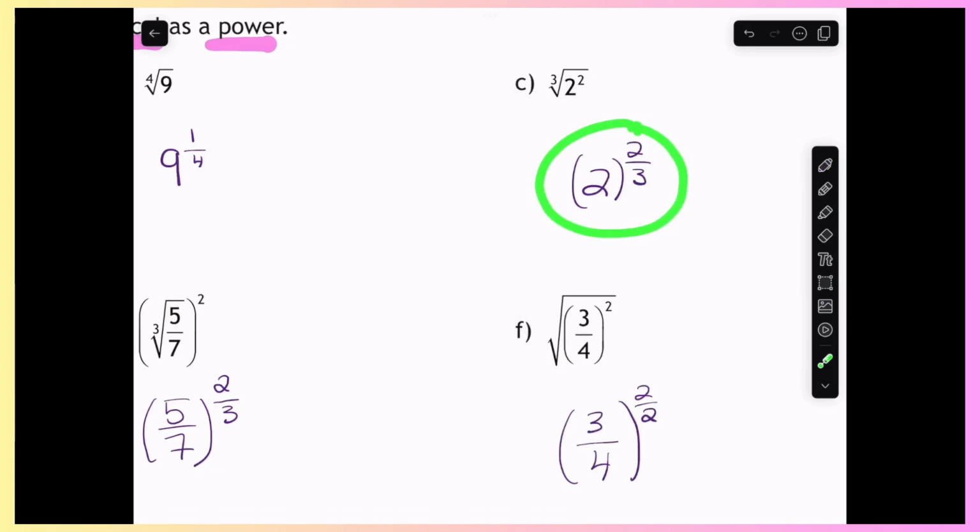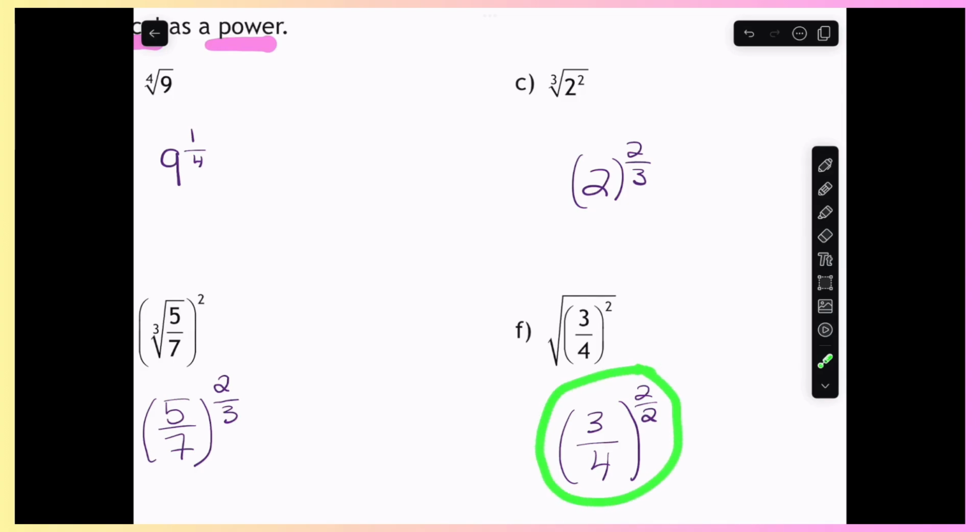Okay, here is the answer for letter C. Now letter F is 2/2, but remember 2/2 reduces to 1. So technically speaking, we actually don't even need to write the fraction there. The answer is just gonna be 3/4.